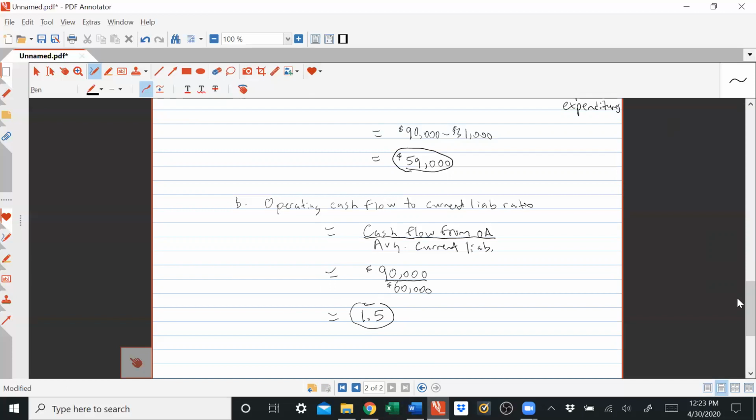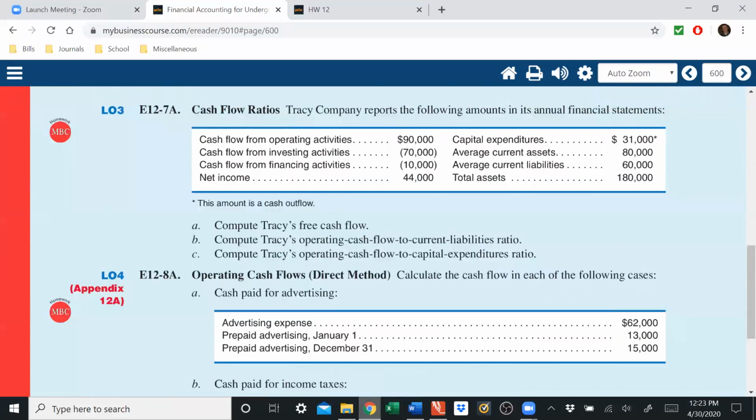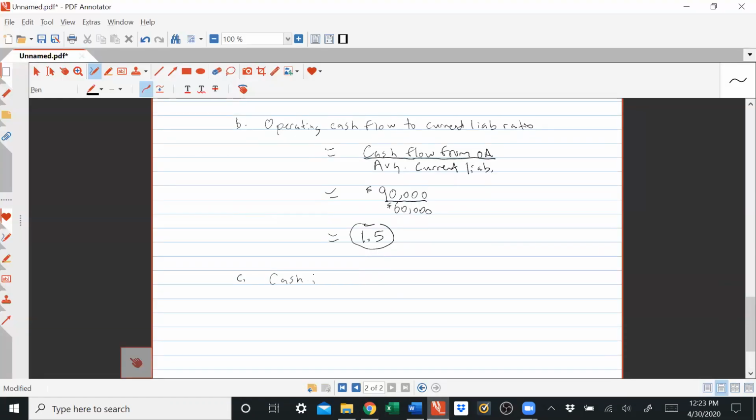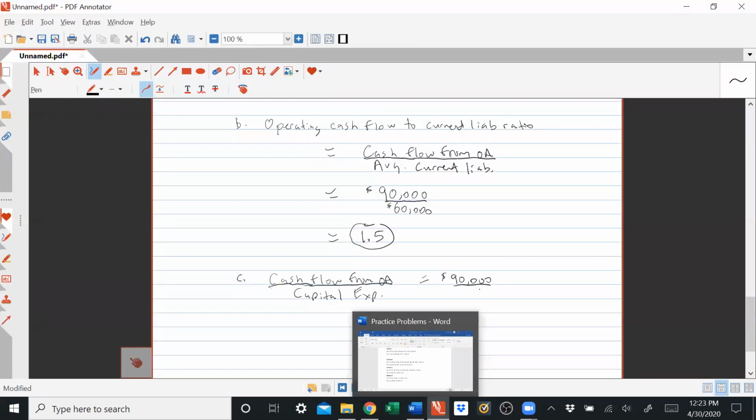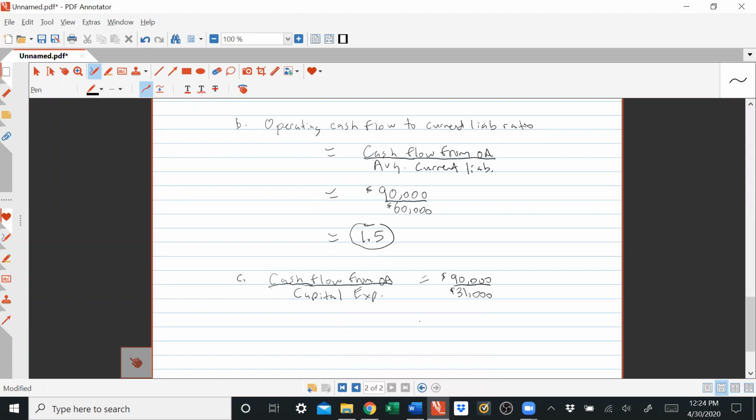And then finally, part C, the operating cash flow to capital expenditures ratio. Well, it's just the cash flow from operations divided by the capital expenditures. Instead of subtracting capital expenditures, we just divide by capital expenditures. And so 90 divided by 31 is 2.9. Any questions on exercise 12.7a?